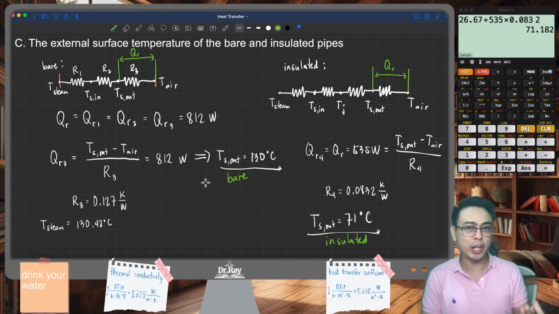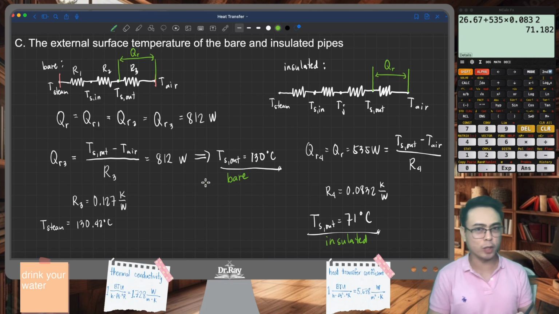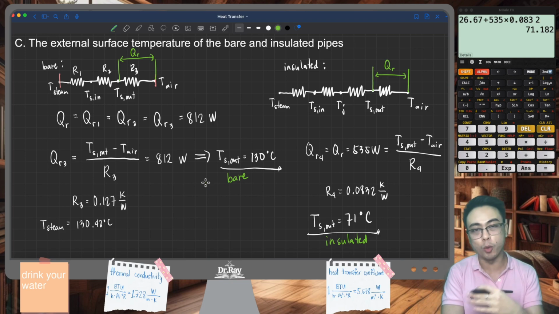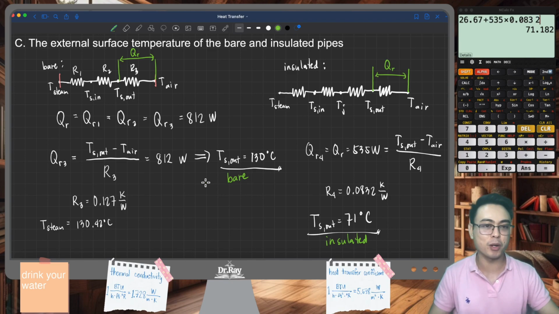So what can we do to further decrease the overall external surface temperature? You might want to change your insulator or your material. Instead of using rubber, you might want to use materials with lower values of thermal conductivity K. There are lots of materials like that. But in general, this is how we solve these types of problems.